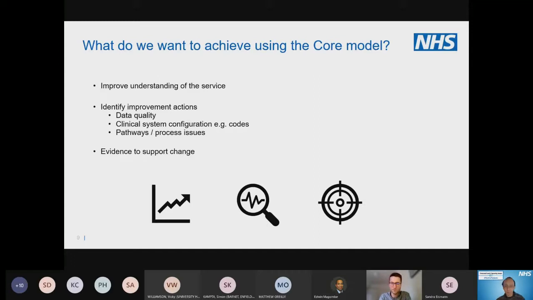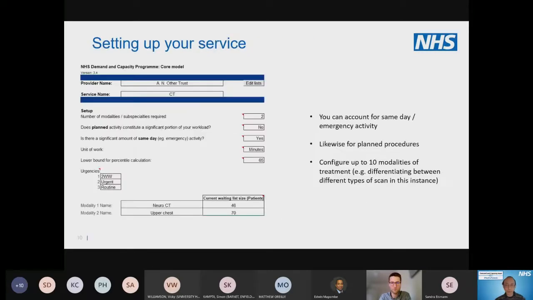Super. So we've done a lot of talking about how you could use the model to help you with your improvement work. Let's have a little look at some of the actual innards of the model itself. So this is a screenshot from our model, and going back to what we were saying about how you can configure it, you've got different options here where you can look at, for example, the number of modalities that you need to account for. This example is from a CT service where you could look at different types of CT scan, which might take different lengths of time.